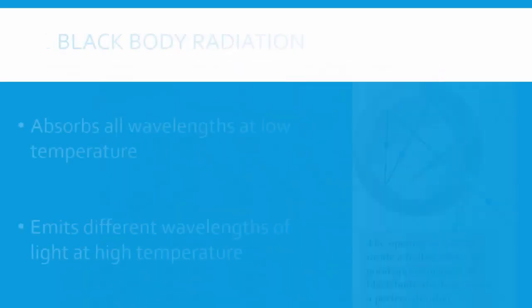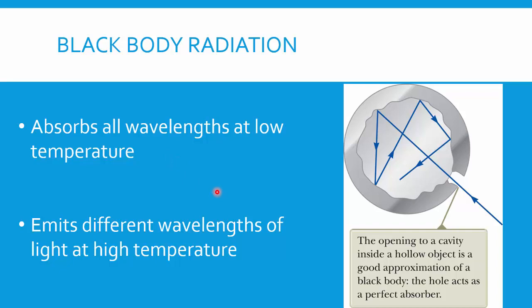Now, what is a black body? A body which, when it is kept at low temperature, absorbs all wavelengths of light, all electromagnetic waves, and when it is taken to a high temperature, it releases different wavelengths. A black body is never 100%. That means the amount of light it absorbs may not cover all the wavelengths, or it may not emit all the wavelengths.